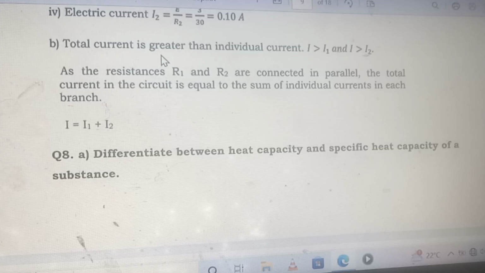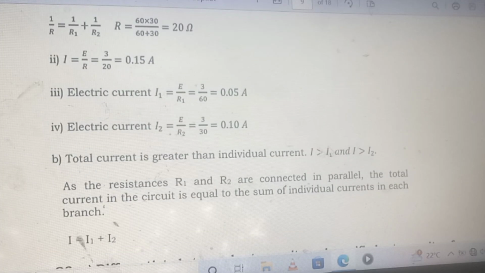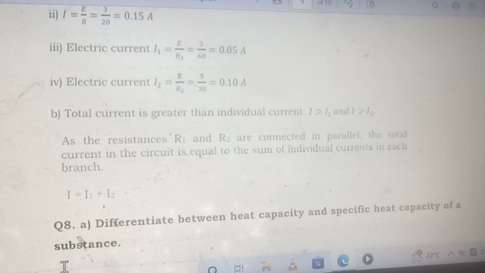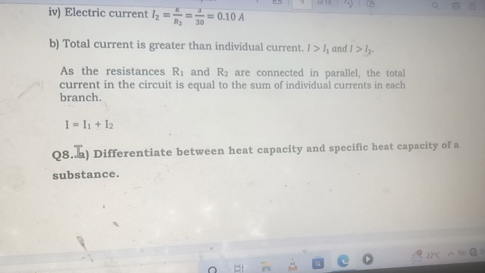Total current is greater than individual current. As you see, as resistances R1 and R2 are connected in parallel, the total current in a circuit is equal to the sum of the individual currents in each branch. As you know, by the law of conservation of charge, the entering current is equal to the leaving current. Current I equals current I1 plus current I2.